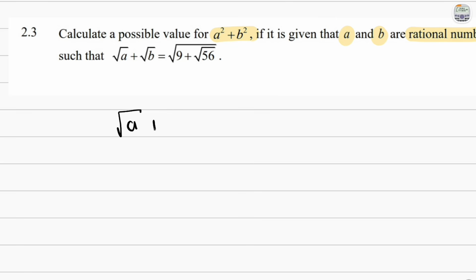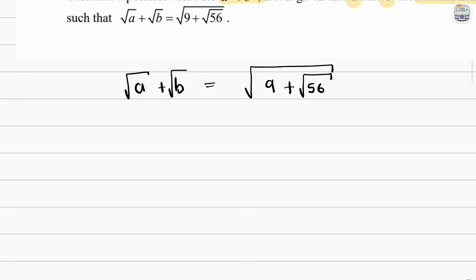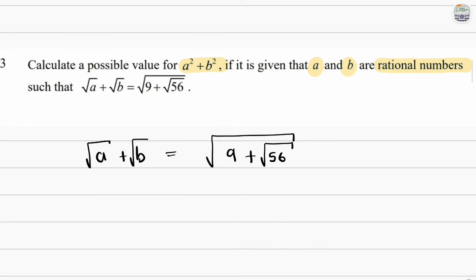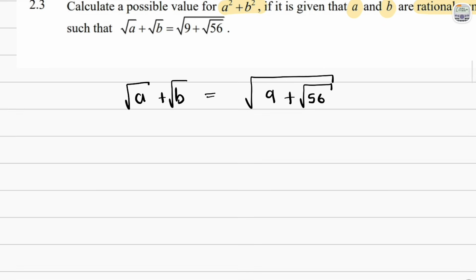So they have surds, and our goal is really just to try and find a and b. So this is equal to the square root of 9 plus the square root of 56. Okay, so in order to get a and b, really, at the end of the day, we'll get a squared and b squared. So we clearly have to solve for a and b individually first, simultaneously, really. Okay, so we can square both hand sides of this equation first. So we can break that open to get closer to that a and b.